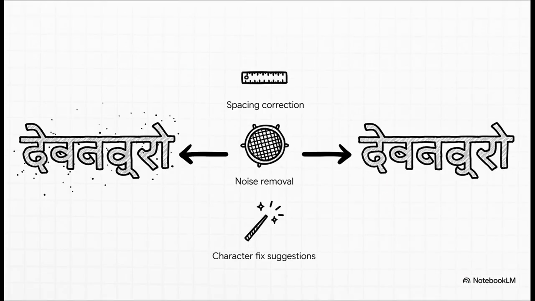Of course, once the text is pulled out, the job isn't quite done, right? You need to clean it up. And that's where these integrated tools come in. With just one click, you can fix wonky spacing, get rid of that digital noise you see on old scans, and make sure all the characters are consistent. It even gives you suggestions for potential mistakes. It's all about putting the power in your hands to create a really clean, really accurate digital text.